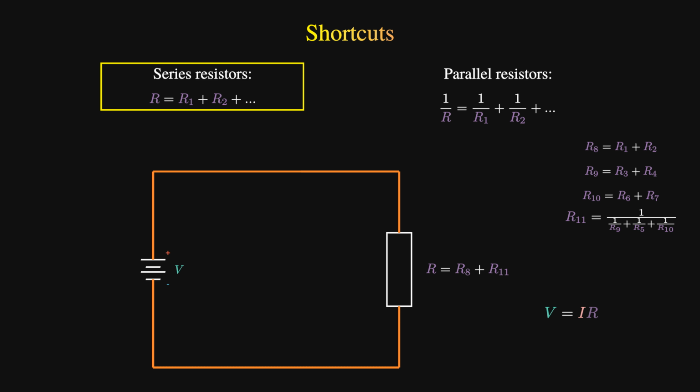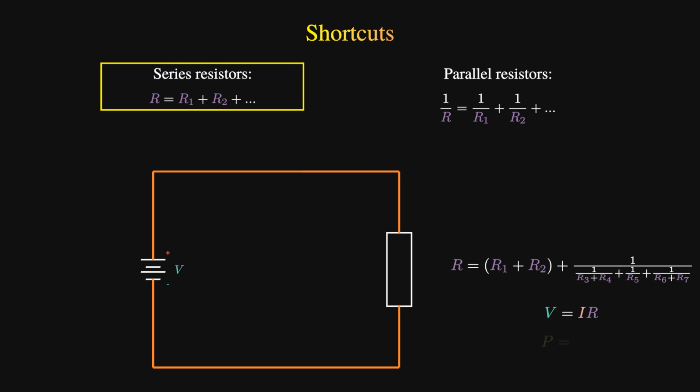We can say that V equals I times this resistor, and if we expand this in terms of our original resistances, R1 to R7, we get the following expression. This can be very useful, as we can now quickly find the total current through our circuit and the total power output.